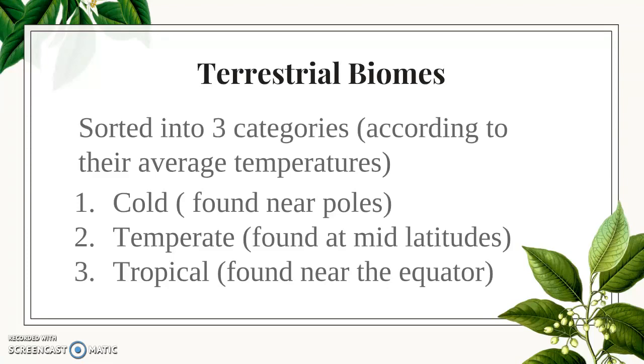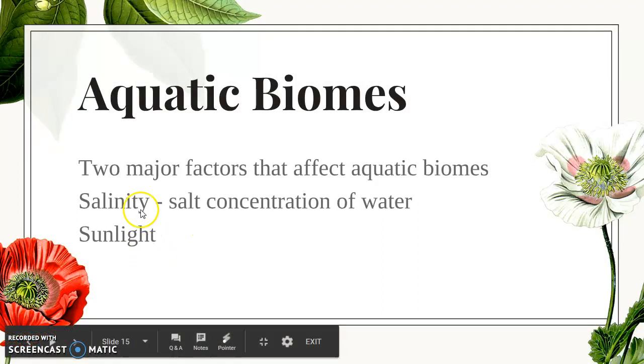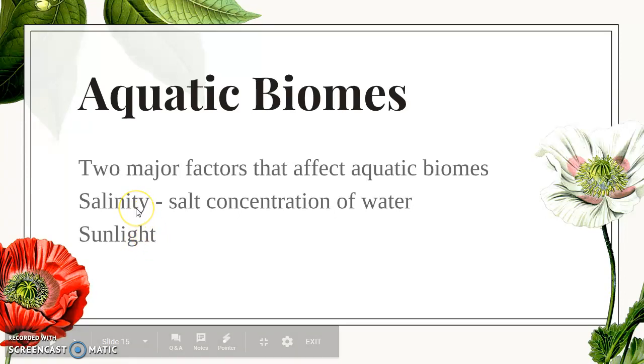And then aquatic biomes, the 2 things that we categorize aquatic biomes by are their salinity and the amount of sunlight they receive. And just in case you forget what salinity means, that means just the concentration of salt in the water. So these biomes, again, are kind of characterized by different factors. Aquatic is by the sunlight and salinity, and the terrestrial is mainly by the climate, how cold or warm the area is.